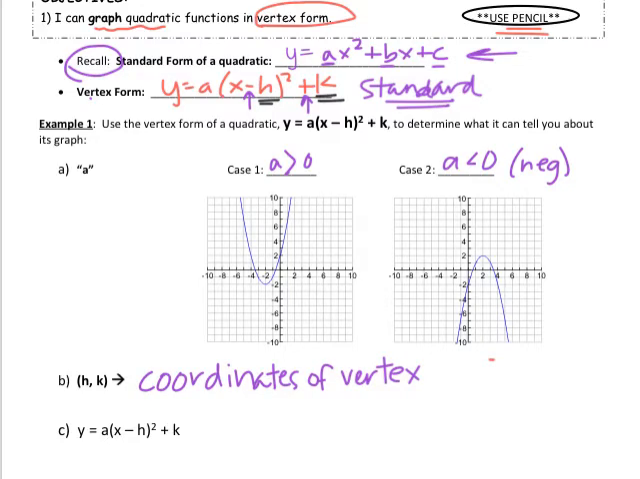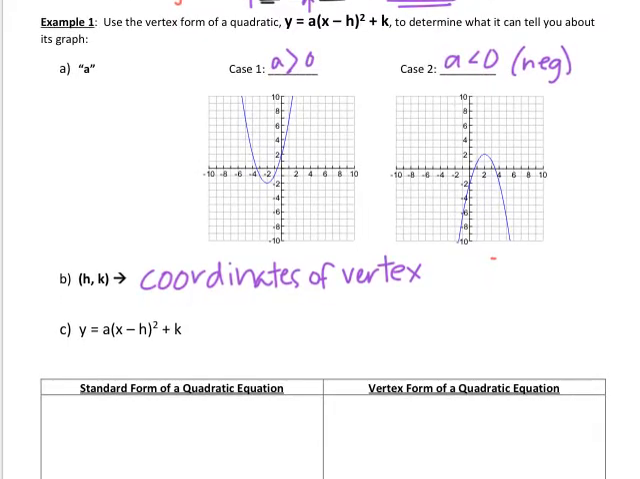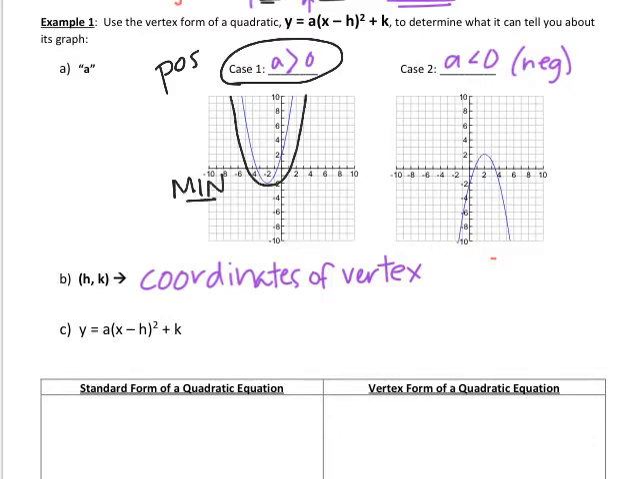If you look at part C down here, just a reminder, I did have this already written in here, but remember that if a is positive, so any positive a, that means that our graph is going to be facing upwards. In terms of the vertex, it will be a minimum. And anytime we have a is negative, that's in front of the parentheses there, then we're going to have a downward facing parabola and we're going to have a maximum.